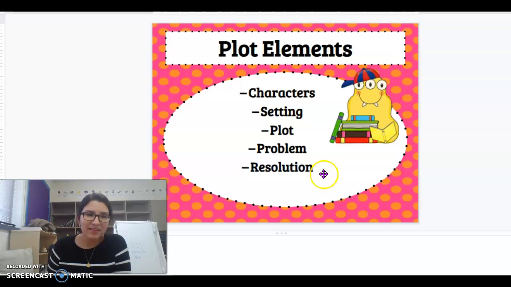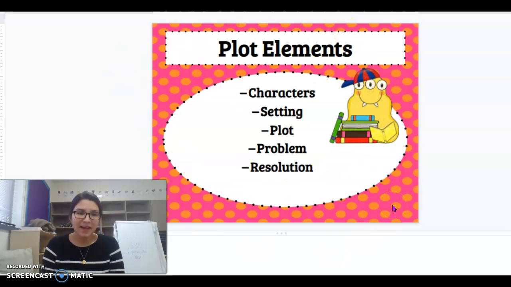Okay? So I'm going to go ahead and show you some slides, but what I'd like to do is use the story that we read yesterday, The Gingerbread Man. So I want to talk about the plot elements from that story, okay, as we're reviewing. Let's go ahead and look at those slides.